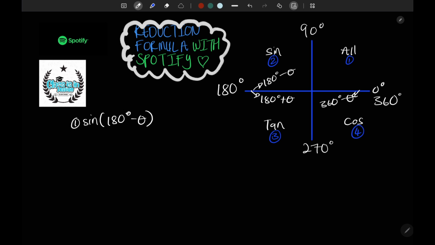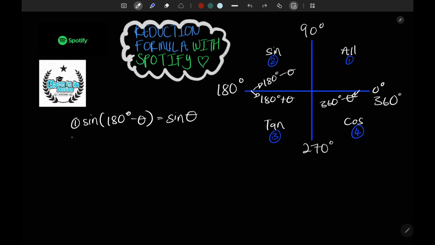When reducing, you have to start with what's inside your bracket. You have 180 degrees minus theta. That tells you where to focus on your CAST diagram. Let's check 180 degrees minus theta. Here it is. 180 degrees minus theta is in the second quadrant where sine is positive as it's sine's quadrant, right? So you write this as sine theta. When you reduce, you just drop this and write your angle, which is theta.